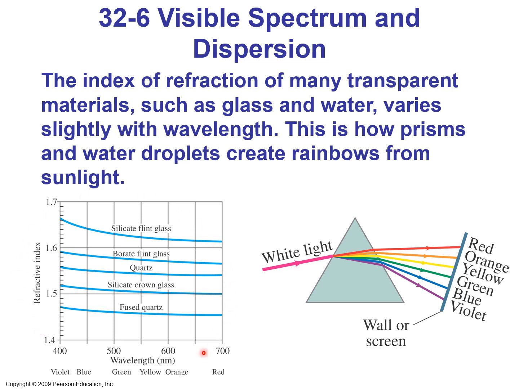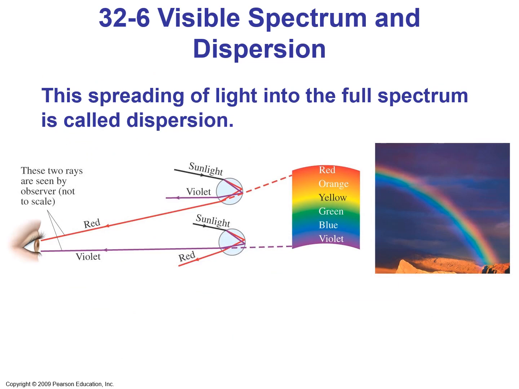This diagram shows the variation of the refractive index for different glass materials with respect to wavelength. This spreading of light into the full spectrum is called dispersion. This is a cartoon showing sunlight refracted and dispersed through water droplets at different heights and altitudes. We will have rays of light of different colors refracted into our eye.